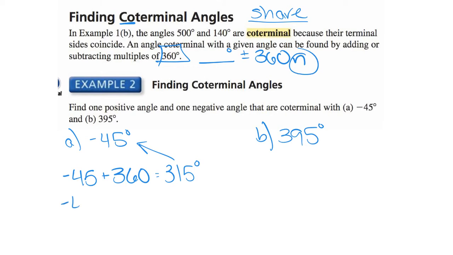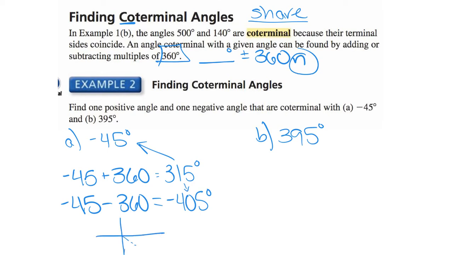Then we need to find a negative one, so negative 45 minus 360. That's going backwards one whole more rotation. So negative 45 minus 360 is negative 405 degrees. Hopefully that made sense. These angles are all coterminal, so when you graph them, they look the same.